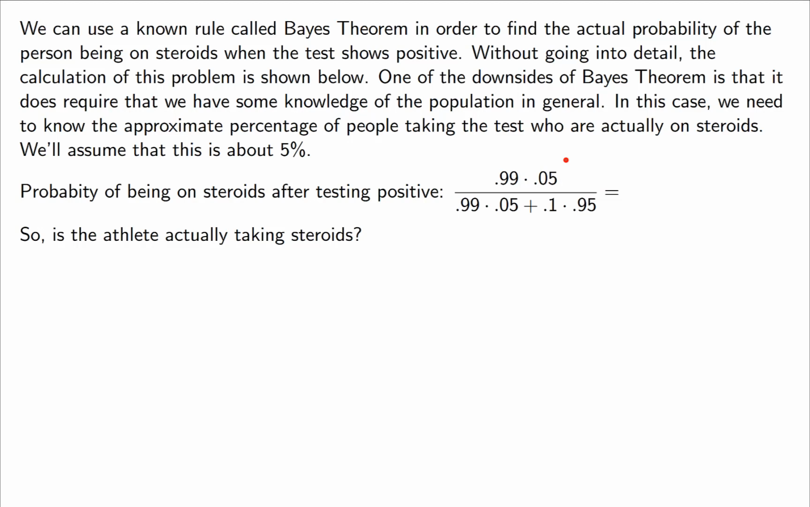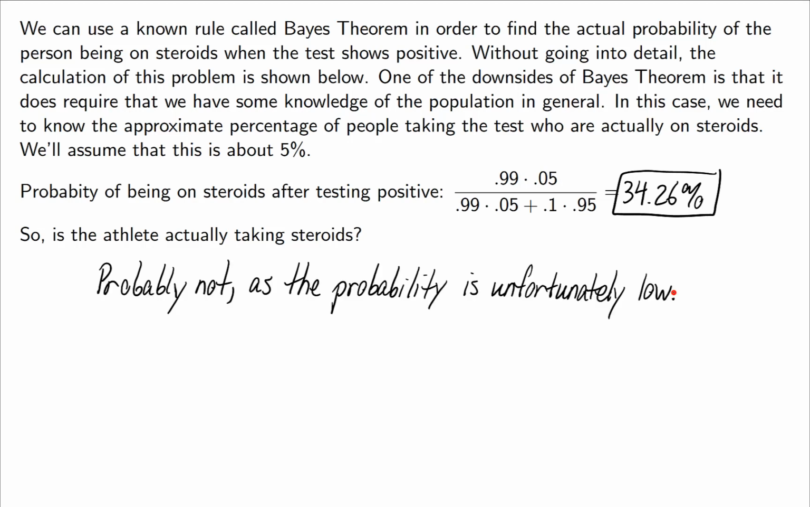If we calculate this and convert it to a percentage, it comes up to a shockingly small number, 34.26%. That's very small. So if they test positive, that false positive rating is so substantial that it drops the probability very low. So to answer the question, probably not, as the probability is unfortunately low. Now what would we do here? Well, the other way to do it is to test them at different times, or possibly use different tests. When you start having things collaborating with each other, then you actually get some accuracy if you have a false positive rating this high.